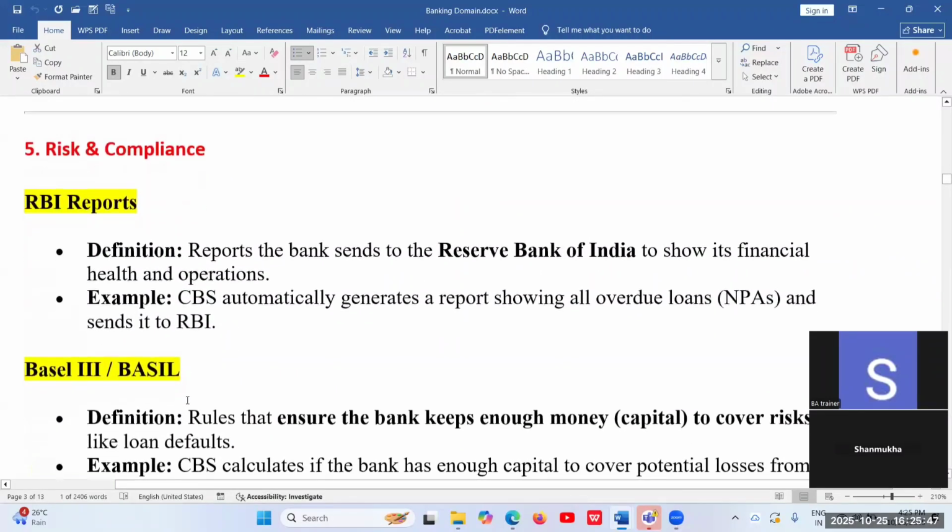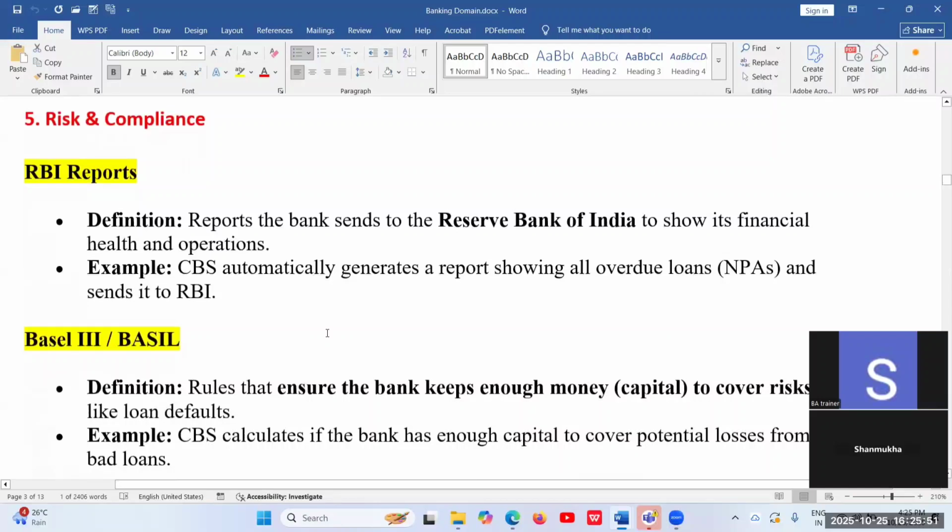And the next one, very, very important: risk and compliance. Definitely in the banking industry, they will ask in the interview, what is risk and compliance. Compliance basically means rules. Rather than calling it a rule, in the banking industry they call it compliance. So, RBI reports.